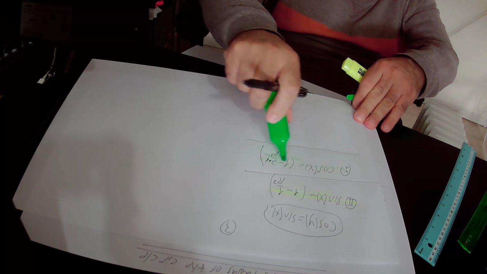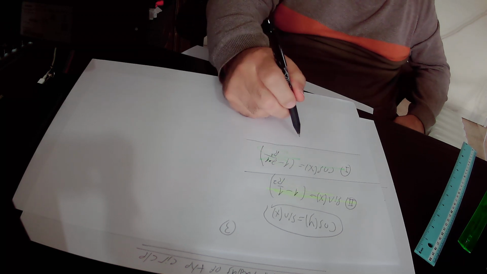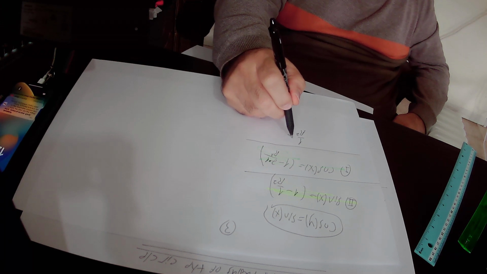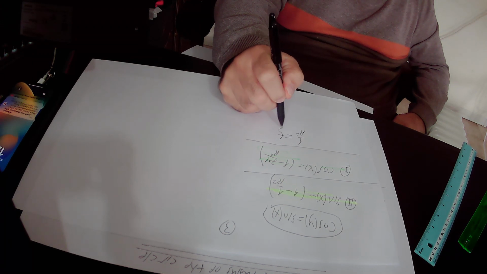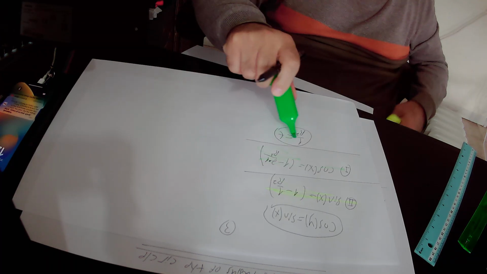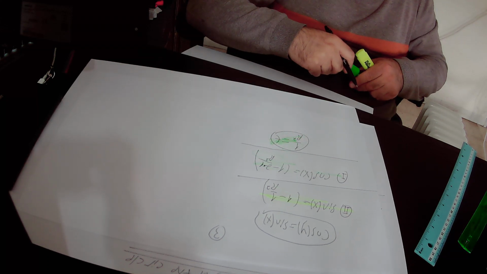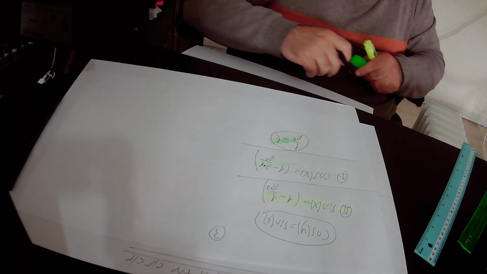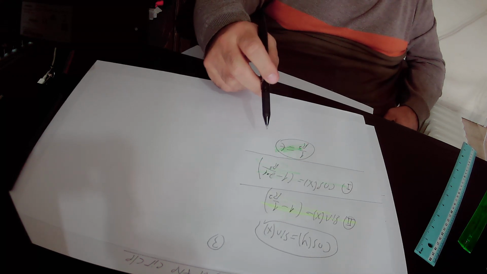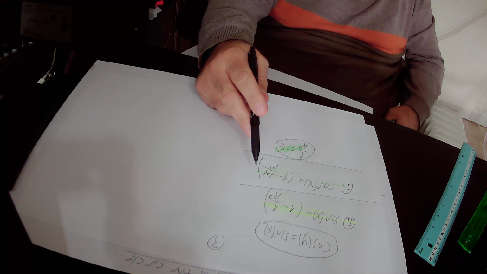In the next step, we'll define 1 over r squared as t, and we will substitute 1 over r squared in both equations, equation number 1 and equation number 2, by t.